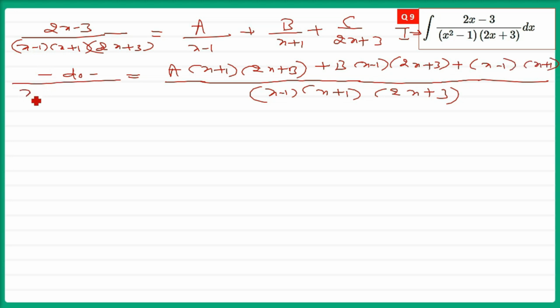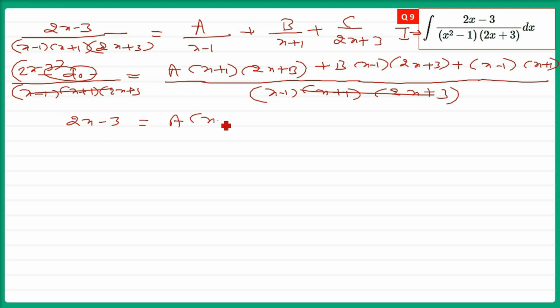So let me write this left hand side so that we can cancel it out. The denominator is the same as the right hand side, and the numerator is 2x − 3. Now cancel this denominator and call it equation number 1, the numerator. Equation number 1, let me write it because it's very important: 2x − 3 will be equal to A(x + 1)(2x + 3) plus B(x − 1)(2x + 3) plus C(x − 1)(x + 1). We will find out A, B, C.